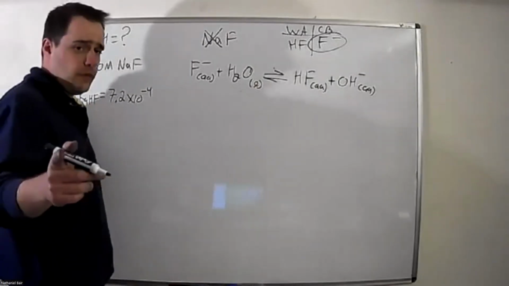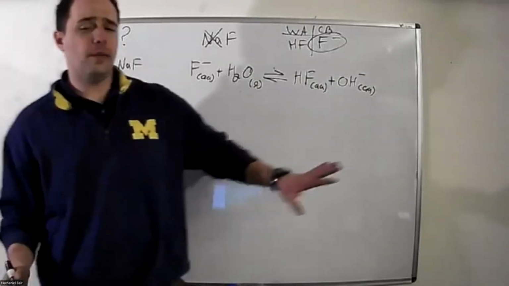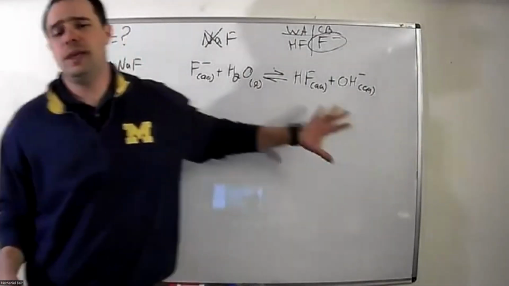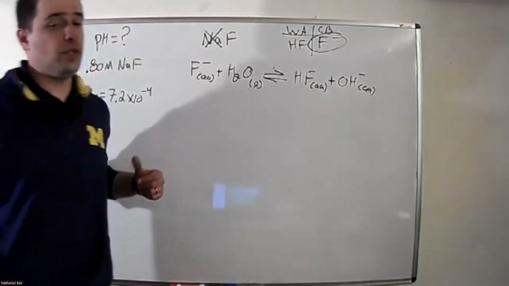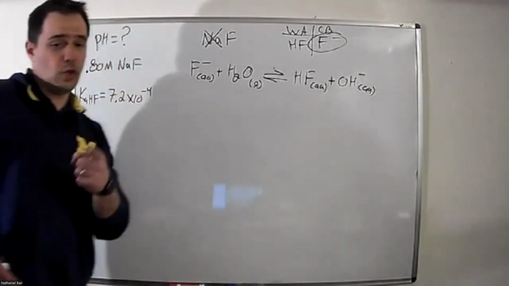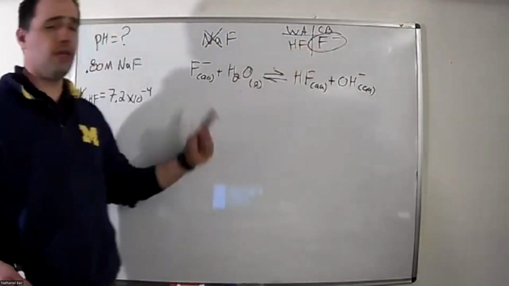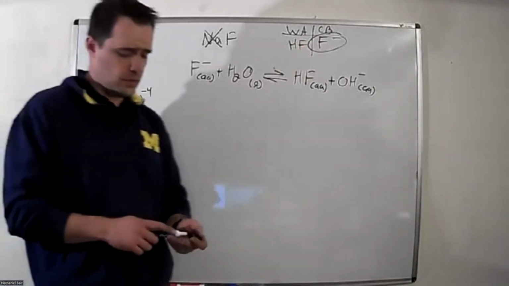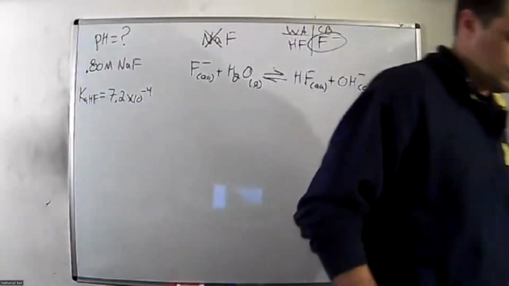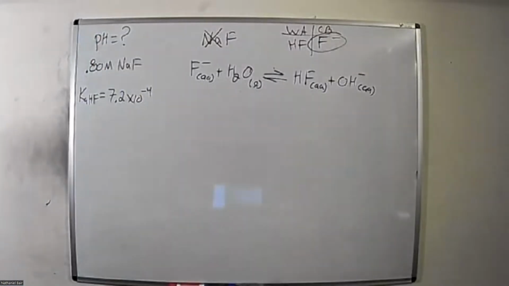Cool. Now I want you to give this a shot. I want you to write a mass action expression. I want you to make an ICE table. I want you to see if you can solve that thing. Don't forget, that's the Ka of HF. You need the Kb of F minus. Good luck to you. You got this, guys. See how far you can get. Worst you can do is get it wrong.